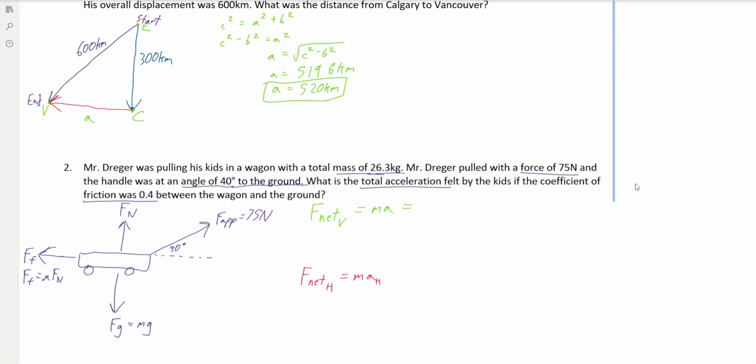And the A is also horizontal. Everything in here should be horizontal. Everything in here should be vertical. So keep track of that. Okay? And so this is equal to all the forces added up, but only in the vertical direction. And the red one is all the forces added up, but only in the horizontal direction.